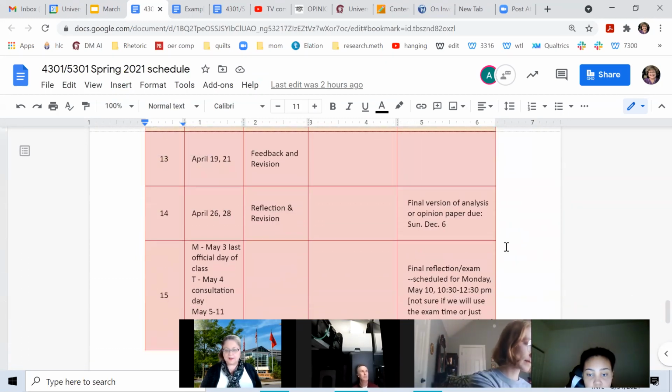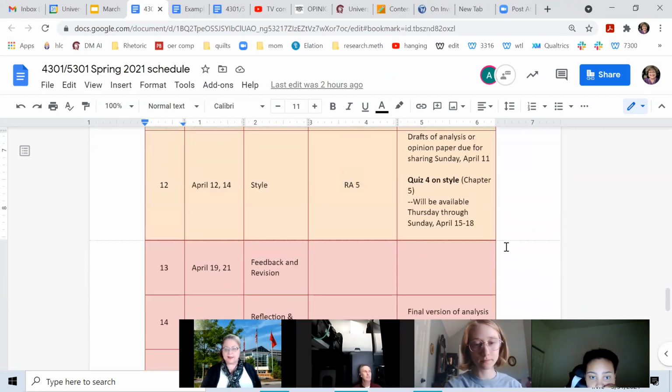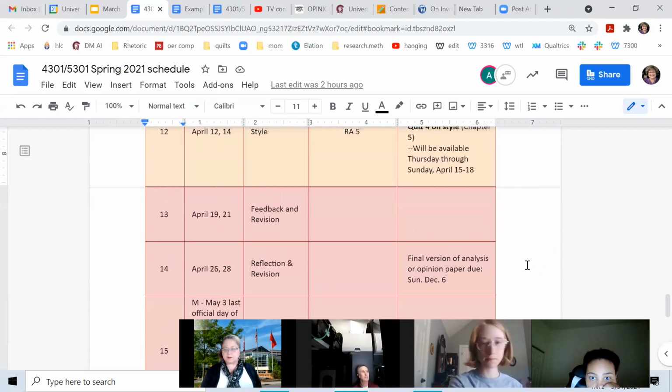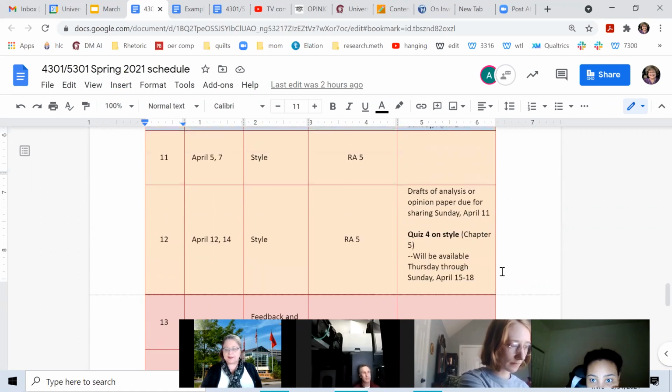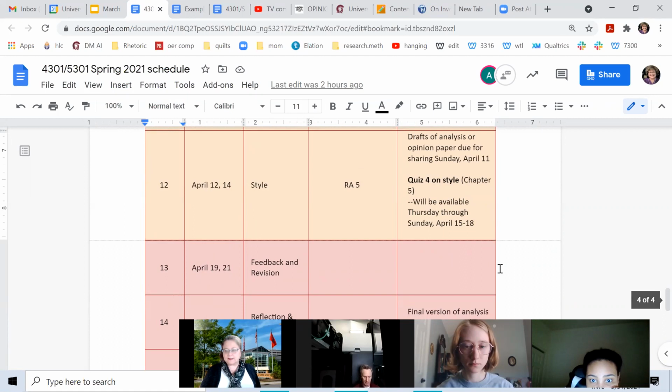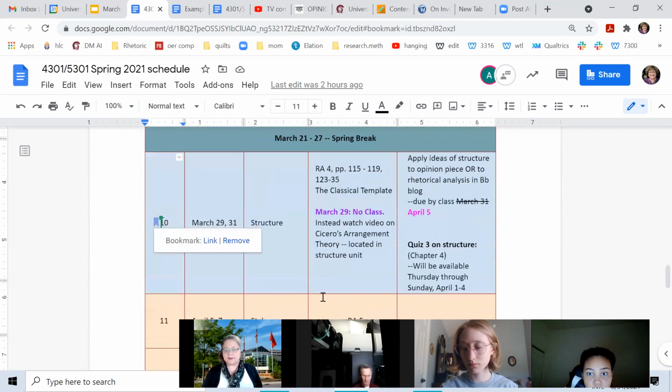And then the last section, this pink part, is to focus on the project that you've decided to finalize, whether it's the rhetorical analysis or the opinion piece. We'll basically just do a traditional writing class, sharing the documents, giving each other feedback, and revising and finalizing. So are there any questions just about the schedule?